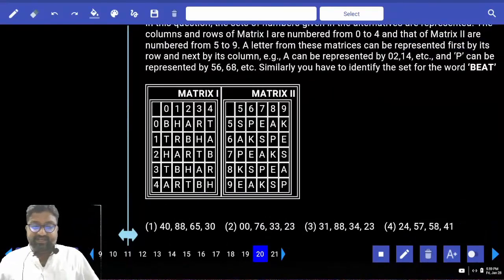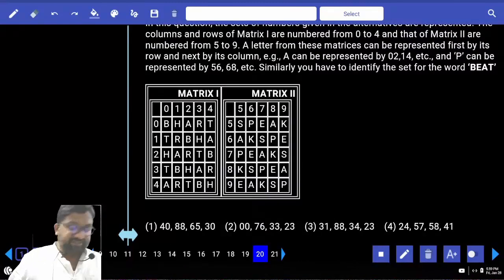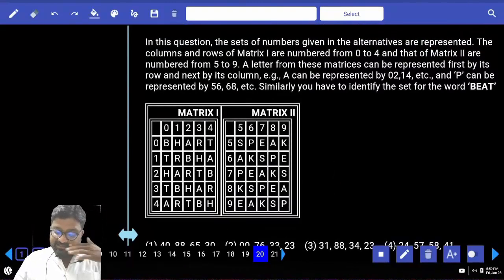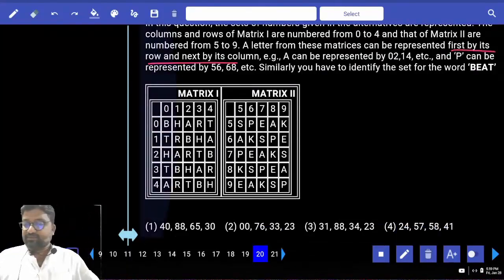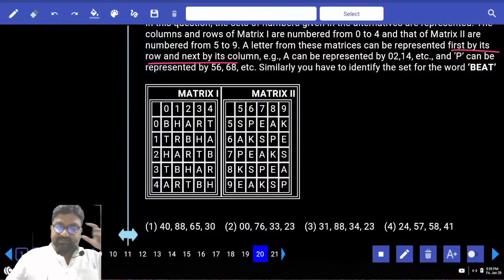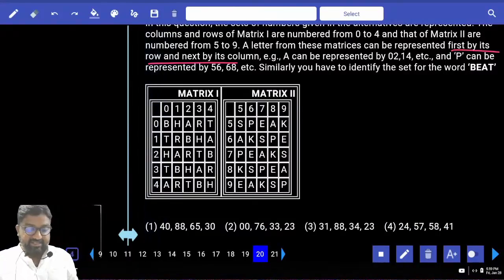First I'll see whether it is row first or column first. What did he tell us? It is represented by its row first and next by its column. So row first, column next. Please check that and then decide what is the answer.